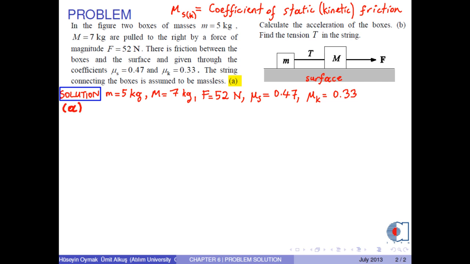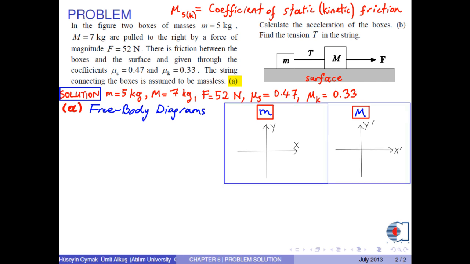First of all, we draw the free body diagrams of the boxes. As the first step, we draw the appropriate coordinate axis. For mass m, we have this. For mass capital M, we have this. And we represent the masses by a big dot. Notice that each mass sits at the origin of their own coordinate system.